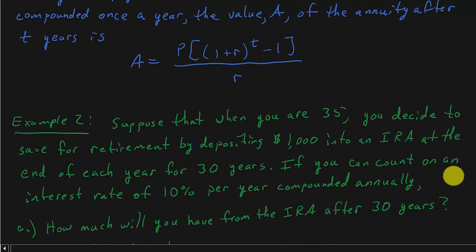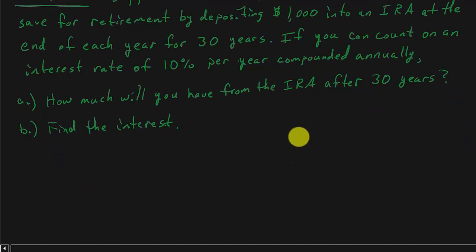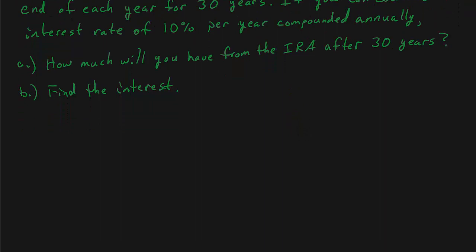So let's look at this. It says, suppose that when you are 35, you decide to save for retirement by depositing $1,000 into an IRA at the end of each year for 30 years. If you can count on an interest rate of 10% per year compounded annually, how much will you have from the IRA after 30 years? And find the interest. All right, so the best thing to do when you're working these is write the formula down.